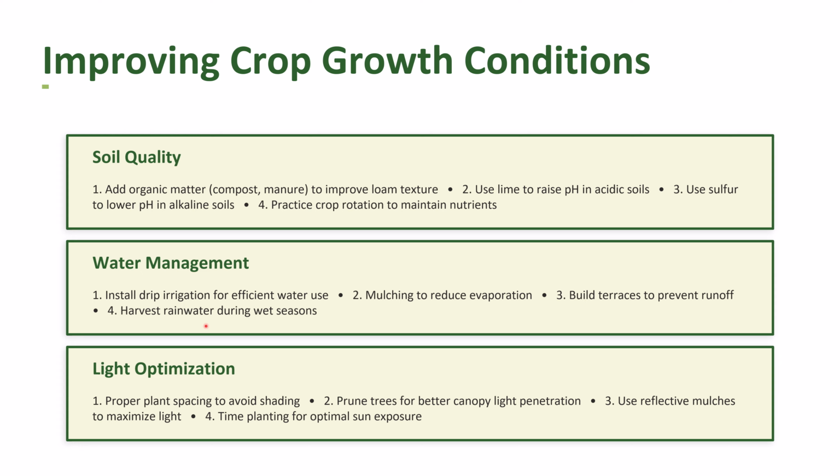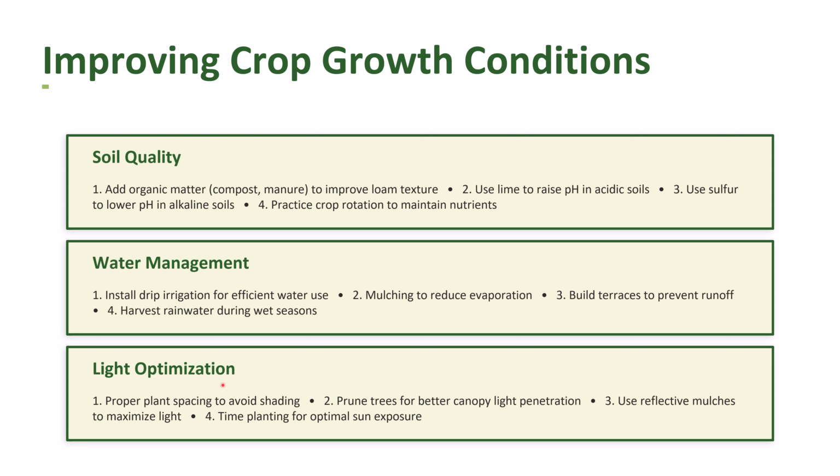Water management. In regions where water is a limiting factor, farmers can install drip irrigation for efficient water use. Mulching, covering the soil, reduces evaporation and keeps moisture in the ground. On sloped land, building terraces prevents water runoff, and rainfall harvesting during the wet season ensures there is a backup supply for the dry months.